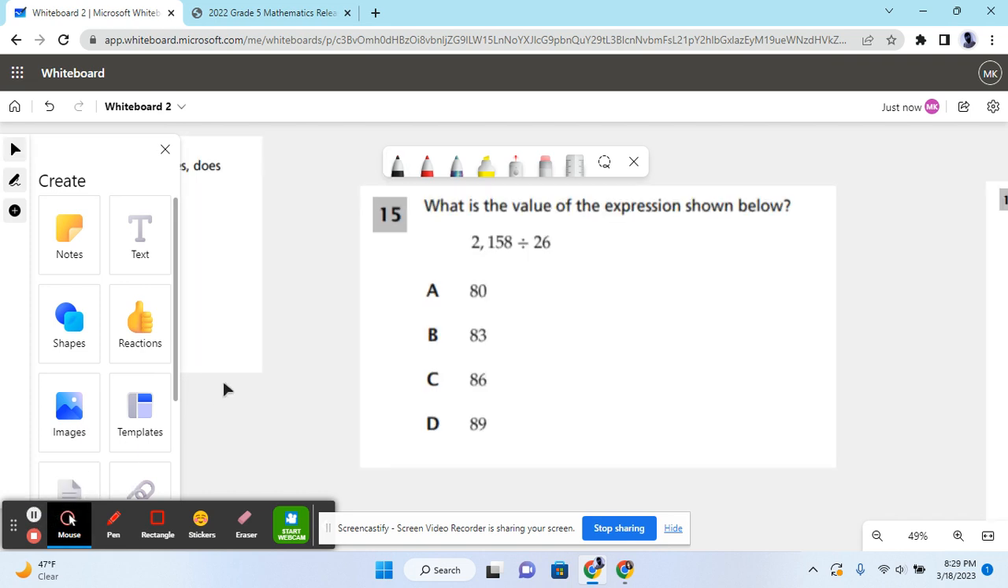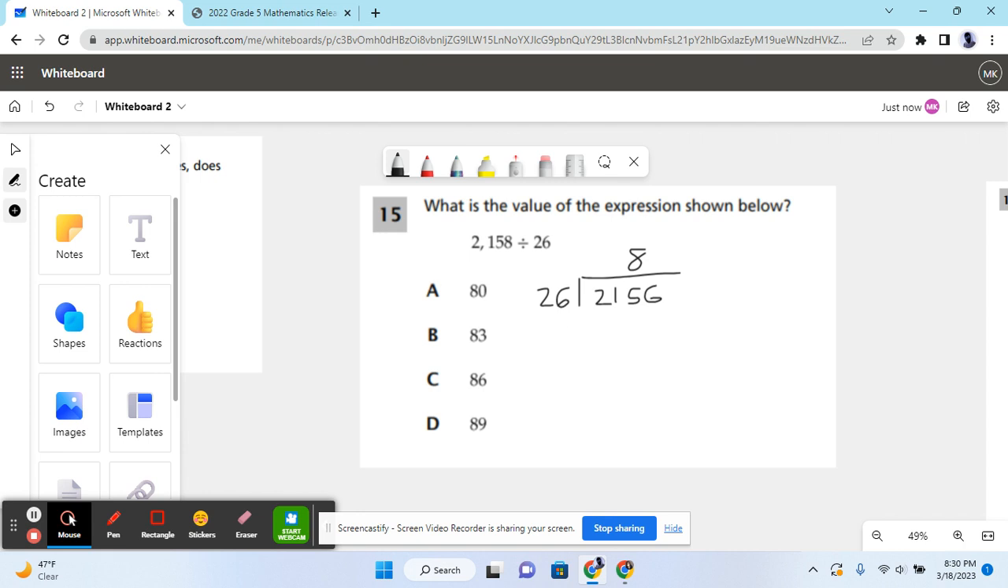For question 15, it says, what is the value of the expression shown below, 2,158 divided by 26? So first we have to find how many times 26 goes into 2. It goes in 0 times, so we have to find out how many times 26 goes into 21. It also goes in 0 times, so now we have to figure out how many times 26 goes into 215. It goes in 8 times, so now we have to multiply 26 times 8, and 26 times 8 is 208.